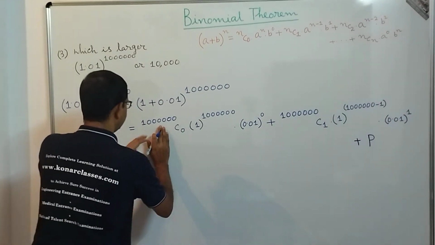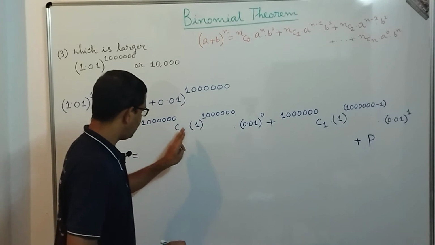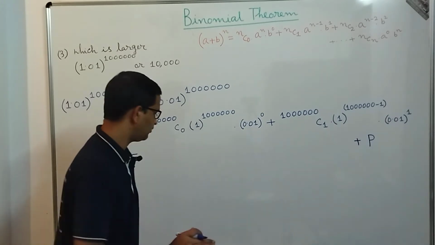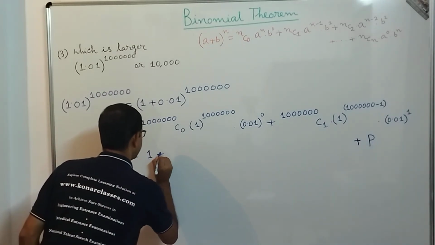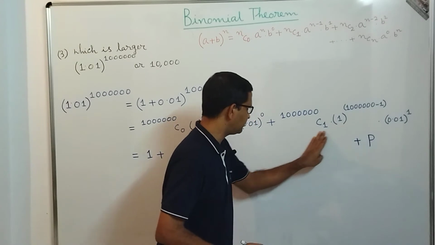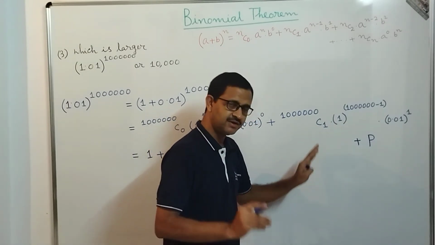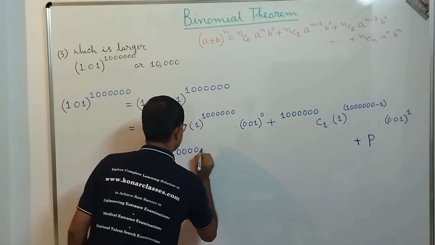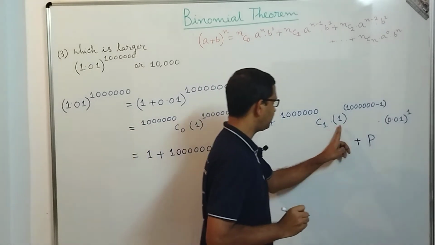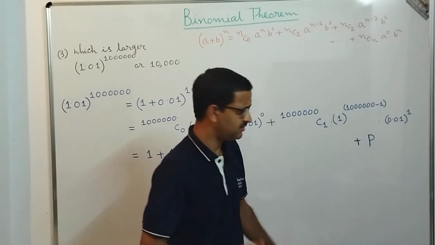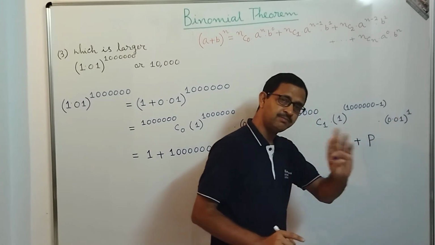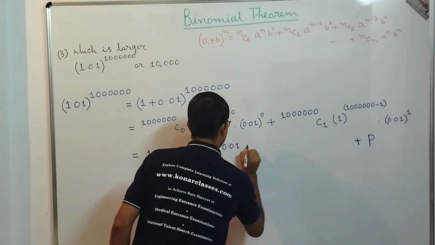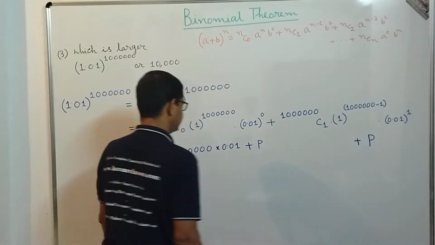If we find this value, 10 lakh C0 is 1, 1 into 1 power anything is 1, into 0.01 power 0 is 1. So finally we get this value as 1. Plus, now let's concentrate on the second term, 10 lakh C1, that means 10 lakh. So we will write 10 lakh into 1 power 10 lakh minus 1, 1 power anything is 1, so it is 1, into 0.01 power 1. So what we should write? Into 0.01 plus a positive term, correct.